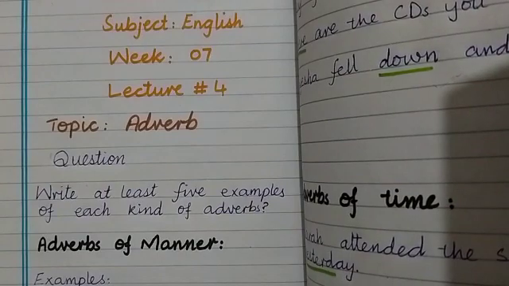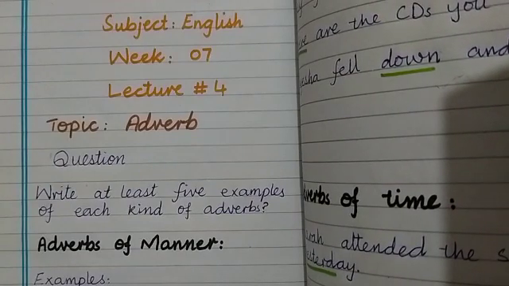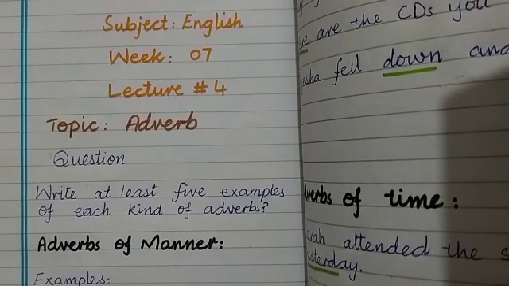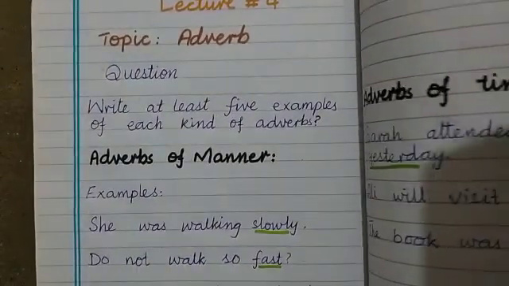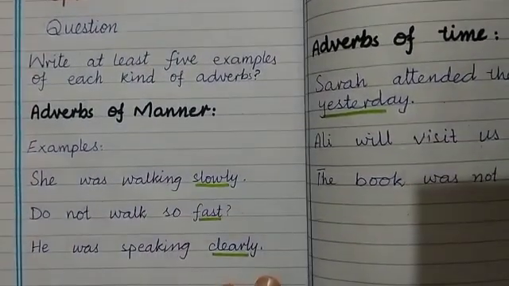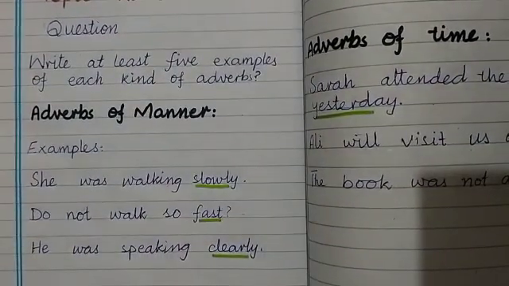As you know, there are 3 kinds of adverbs: adverbs of manner, adverbs of place and adverbs of time. And one thing more I want to tell you: I have written 3 examples of each kind, and you have to write 2 more examples of your own. That will be your homework. Okay, moving on. As you can see, I have written 3 examples.